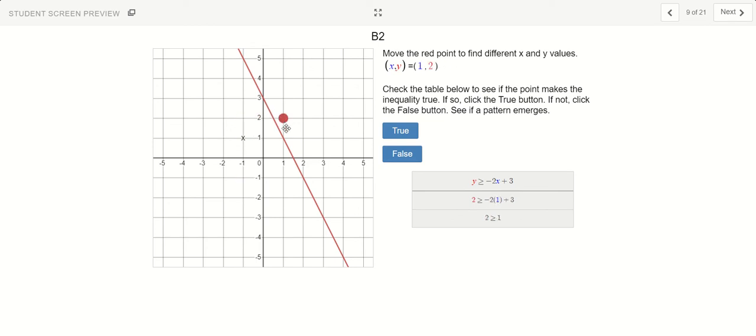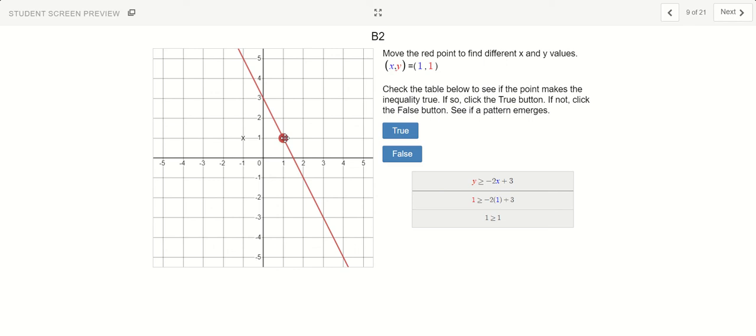If I try another point, let's try 1, 1. If I plug in x equals 1, y equals 1, negative 2 times 1 is negative 2, plus 3 is 1. And 1 is definitely greater than or equal to 1, right? These are equal. So this is a true statement. I'm going to click true here.